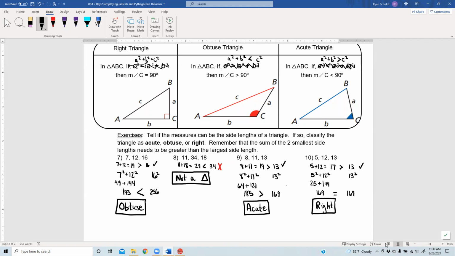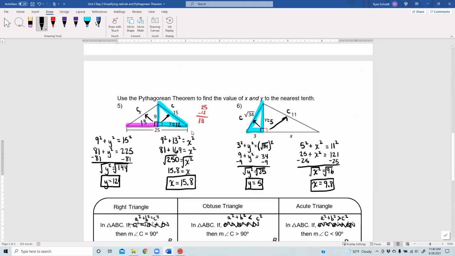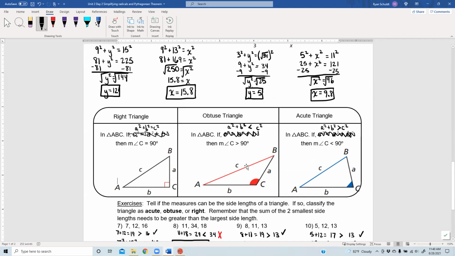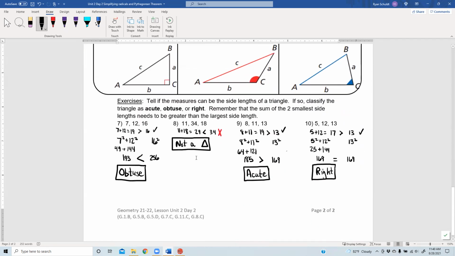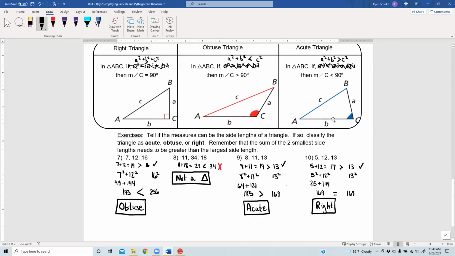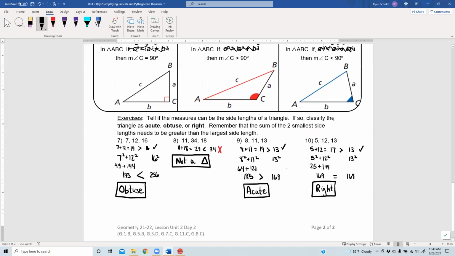Okay, so there's our crash course in the Pythagorean theorem. And we used it to find sides of the triangles. And then we used a version of it to figure out if they are a right triangle, an obtuse triangle, or an acute triangle. So this is the lesson for day 2. Stay tuned for the guided practice.